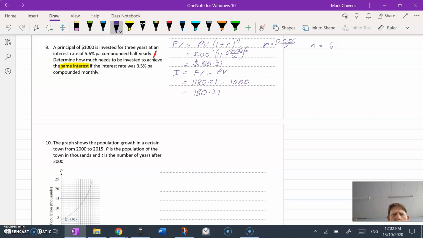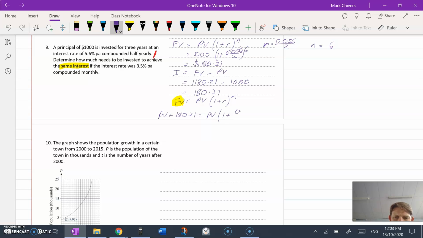So we've kind of got to look at that formula again, and if we look at our future value formula, future value equals present value times 1 plus r to the n, well, we can really just think of this future value here as being the present value plus the interest. So actually what I've got is the present value plus the interest, which we worked out is 180.21, should equal the present value, whatever that is, times by 1 plus, well, what's our rate for this one?